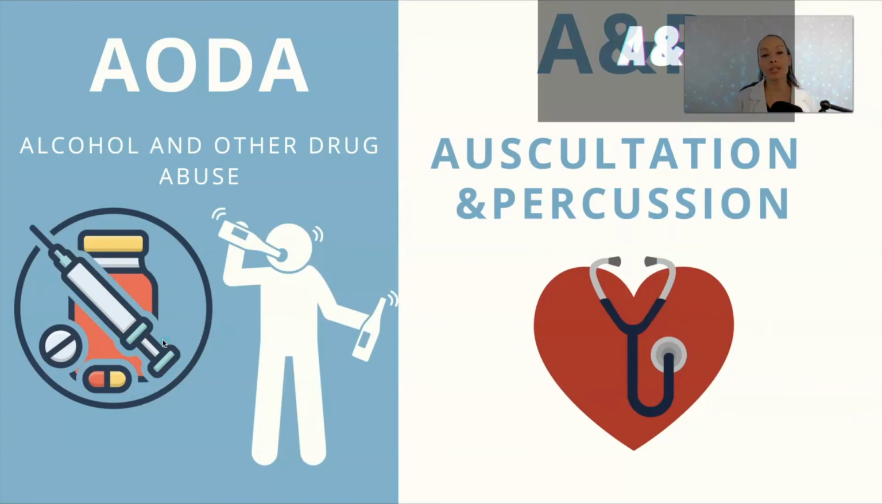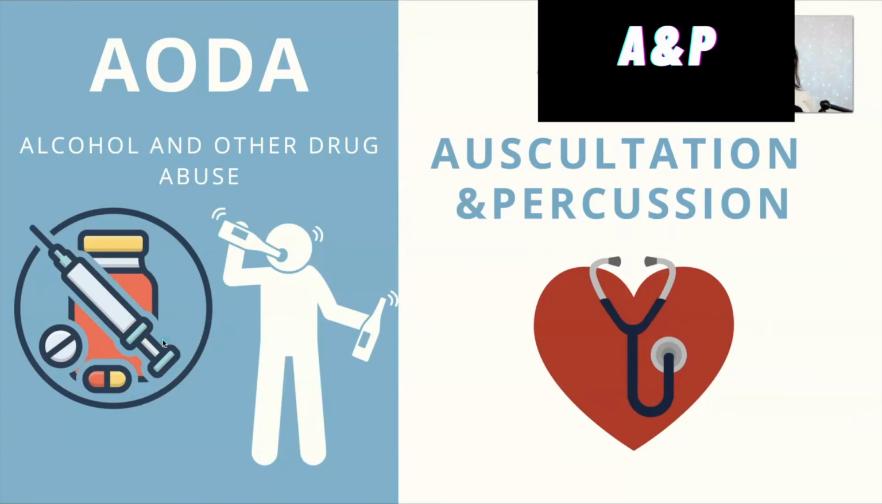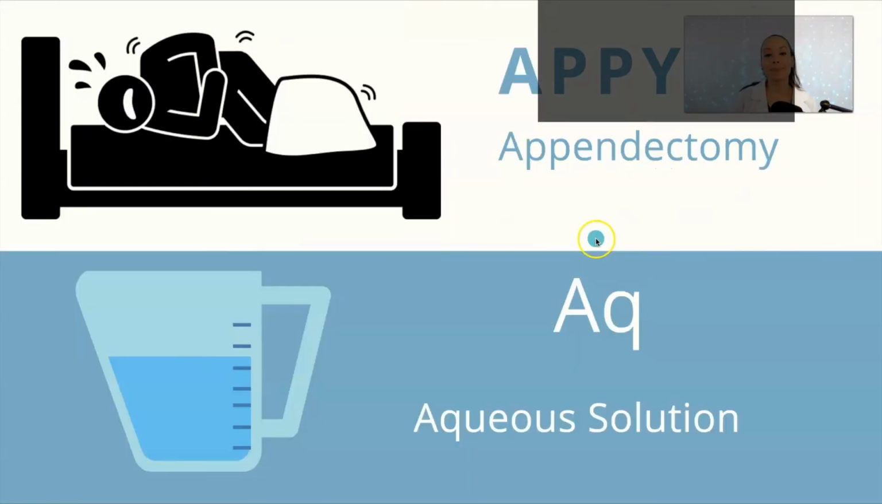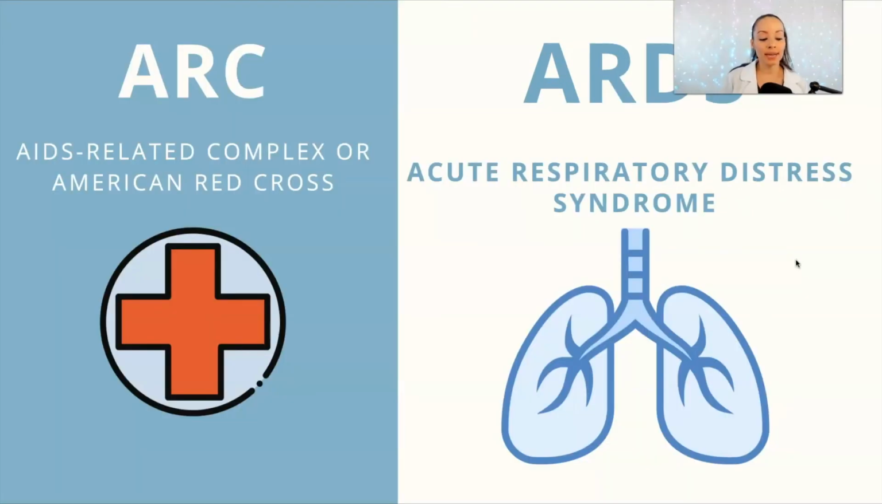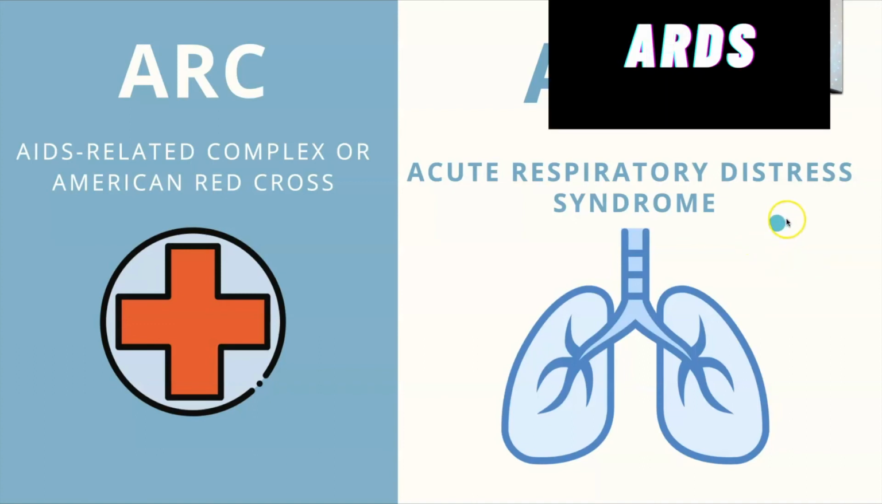A and P could be anatomy and physiology or auscultation and percussion. API is appendectomy. AQ is an aqueous solution. That word is really hard for me to say. ARC could be AIDS-related complex or American Red Cross. ARDS is acute respiratory distress syndrome.